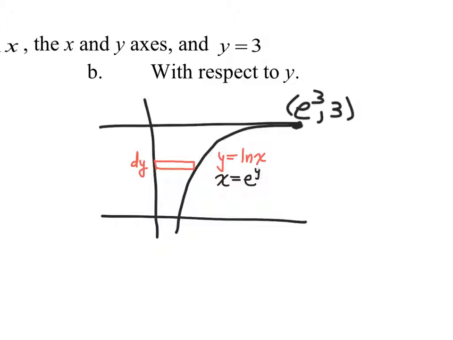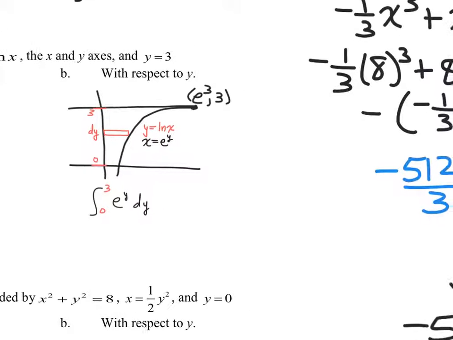e to the y, all right? So integrate e to the y dy over the interval, well, it starts here and ends here, over the interval of 0 to 3. And that's really all you need. Why is it 0 to 3? When we're doing it from the y perspective, we're going bottom to top.